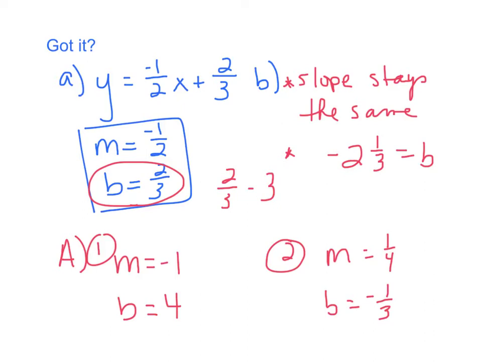What is an equation of the line with slope of 3/2 and y-intercept of negative 1? I want you to write your own equation. Now if you did it correctly, your equation would be y equals 3/2 x minus 1. That's it. We just plug in m and b and make our equation.